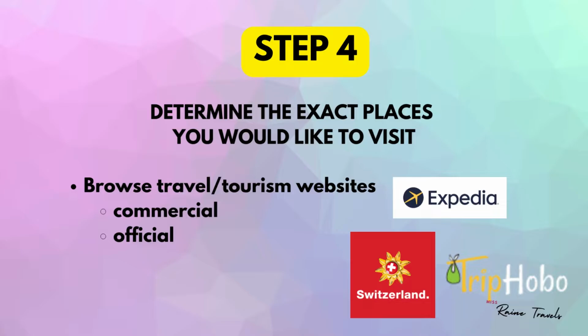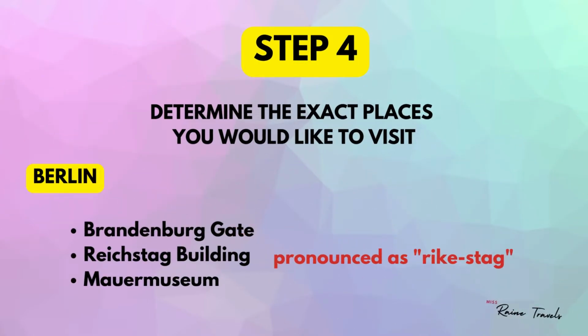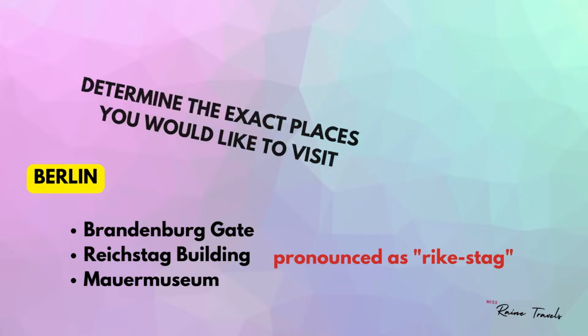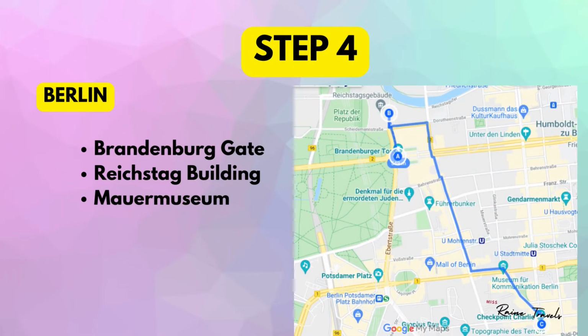Because I have read all of those or have watched all of those different websites and YouTube channels, now I'll be able to determine at least what are the places that I would like to visit. So for example, in Berlin, I'd like to visit the following: the Brandenburg Gate, the Reichstag building, and the Mauer Museum. The thing I do is I plan my route.